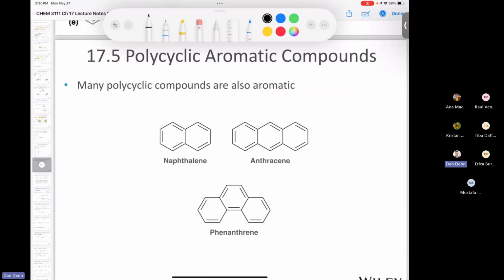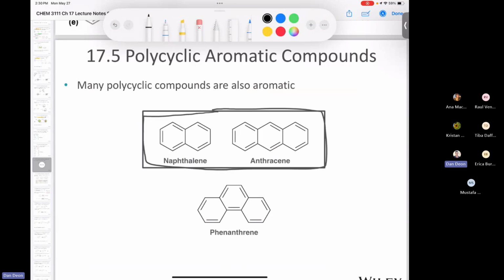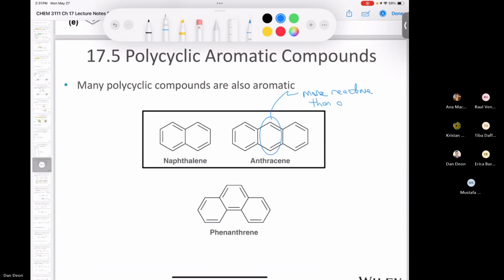But I would recommend memorizing the names of naphthalene and anthracene. And something that's cool about these aromatic compounds is in anthracene, for example, the ring in the center is more reactive than the outer rings. All right, so that's kind of interesting, but really we don't go into a lot of details on those.